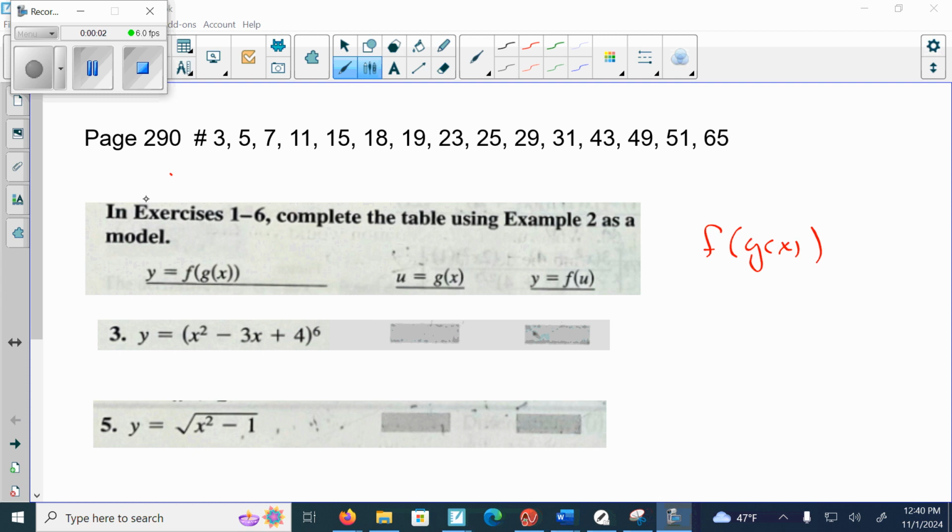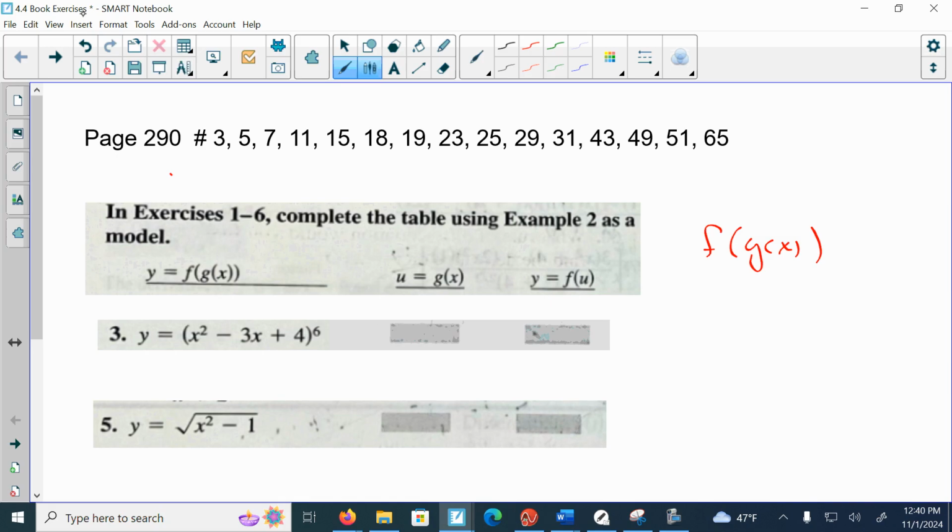Hello, this is Mrs. Ward, and I'm going to go over the homework from the book from section 4.4, the chain rule, and that begins on page 290. So in 3 and 5, all they're trying to do is they want you to complete the table where you're identifying f of x and g of x.